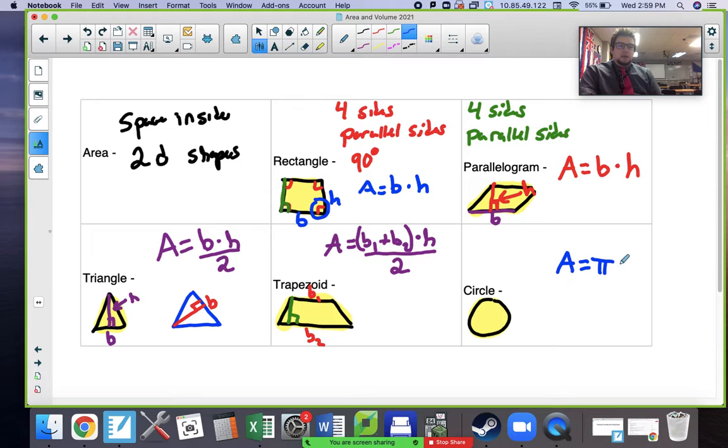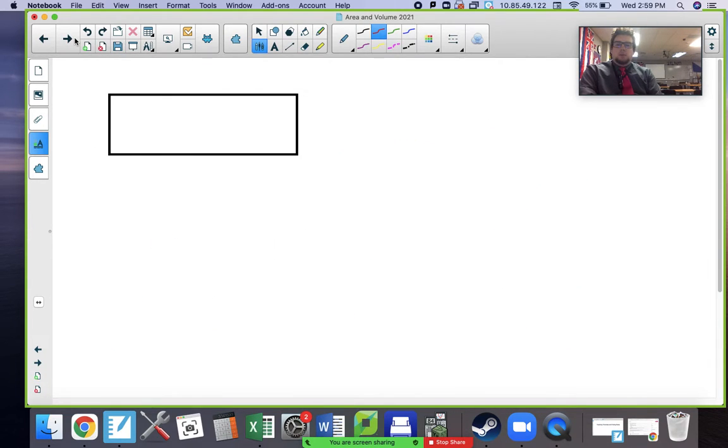Its formula is pi r squared. R is the radius. It is half the distance from the center dot to the line right here. So it's halfway across the whole entire circle. From the center to the outside edge is the radius. The entire distance would be known as the diameter, and we don't want that. We just want radius. So let's practice a few area problems.